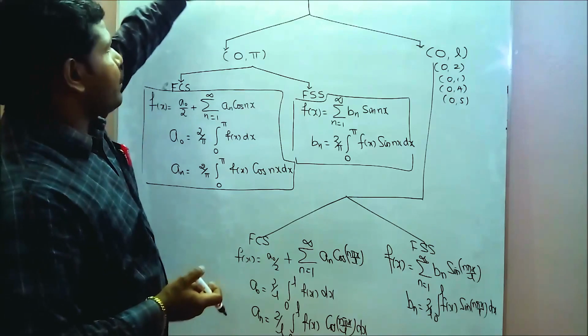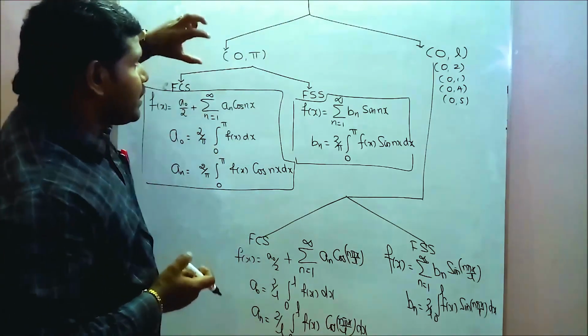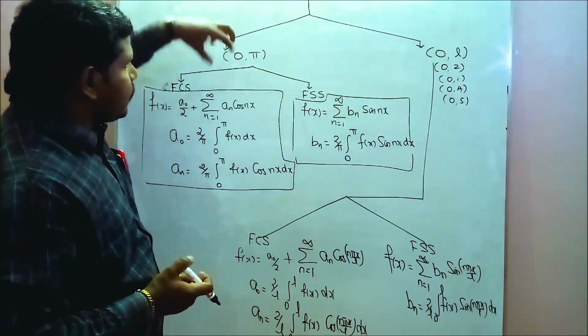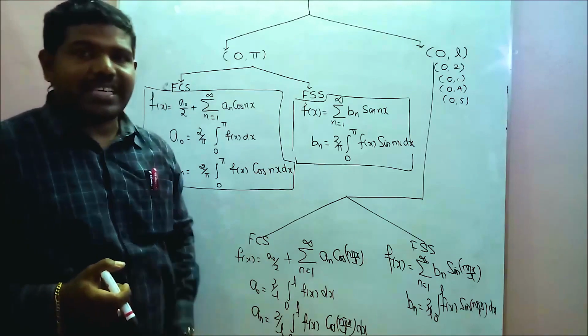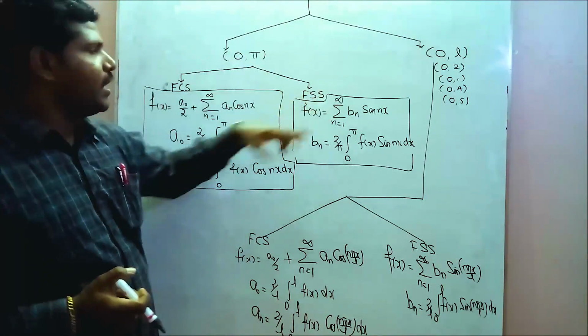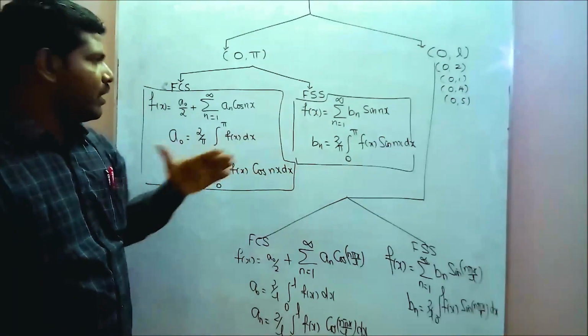For half range Fourier series, immediately check whether the interval is 0 to pi or 0 to L. If it is 0 to pi, check again whether it is a Fourier cosine series or a Fourier sine series. If it is a cosine series, write the cosine formula; if it is a sine series, write the sine formula.